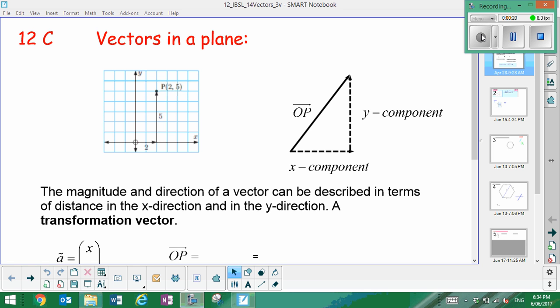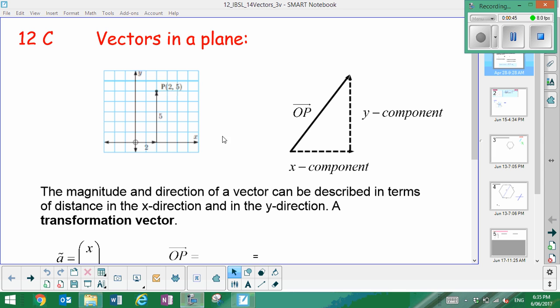So in 12C we want to formalize how we start putting vectors together. And in 12B we looked at doing it geometrically by drawing them up. But in reality, we don't want to be drawing vectors all our life, depending on grid paper, etc. So in this section, we're looking at vectors that are in a plane. So we're talking about a two-dimensional plane, not three-dimensional at this point.